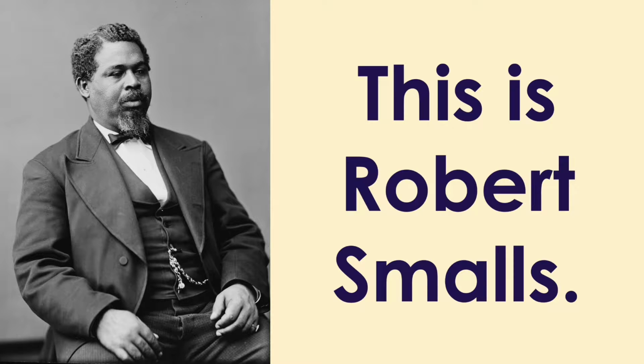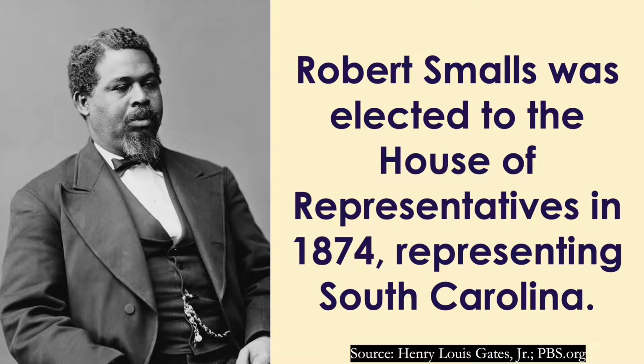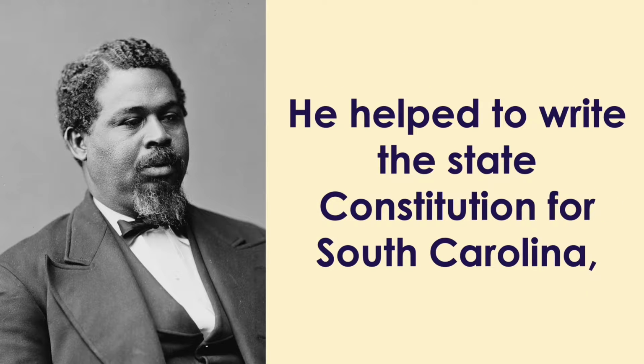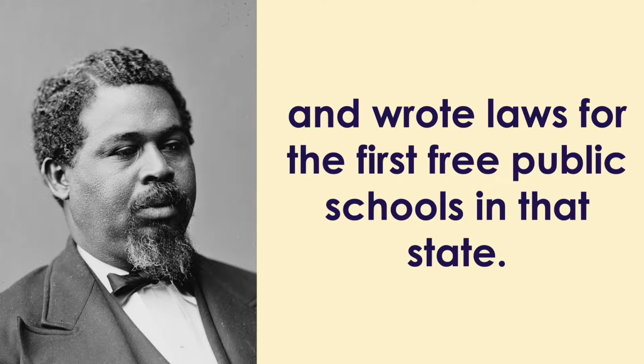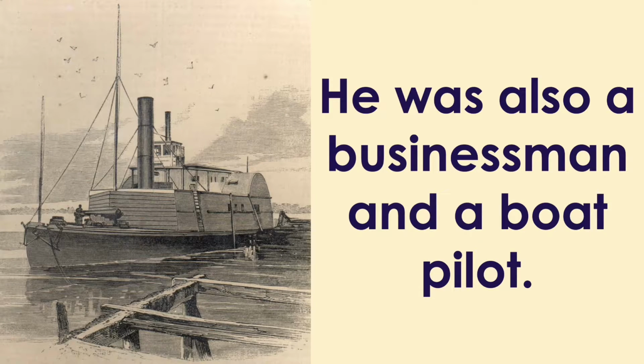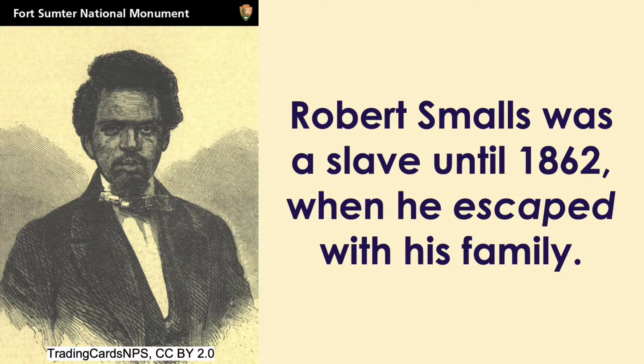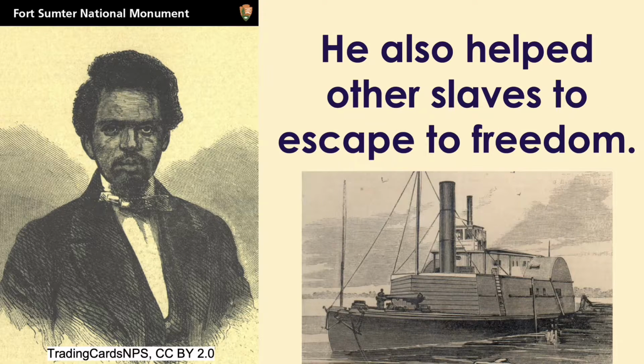This is Robert Smalls. Robert Smalls was elected to the House of Representatives in 1874, representing South Carolina. He helped to write the state constitution for South Carolina and wrote laws for the first free public schools in that state. He was also a businessman and boat pilot. Robert Smalls was a slave until 1862, when he escaped with his family. He also helped other slaves to escape to freedom.